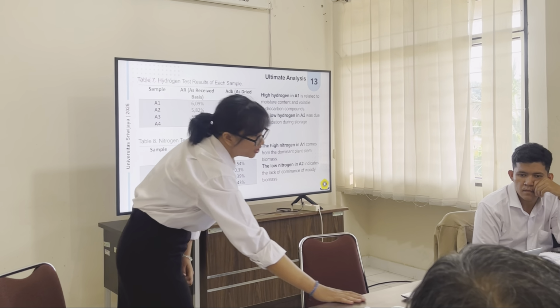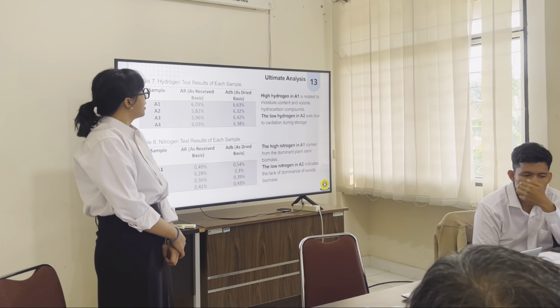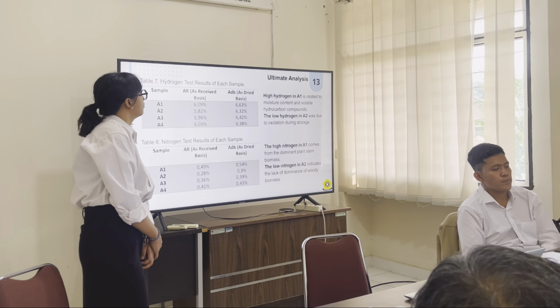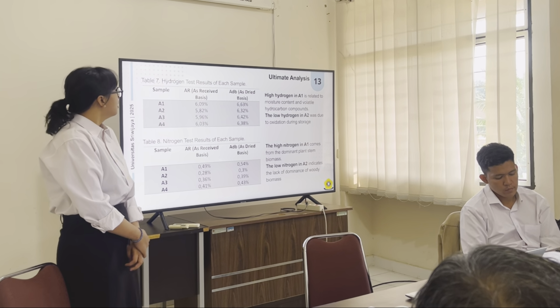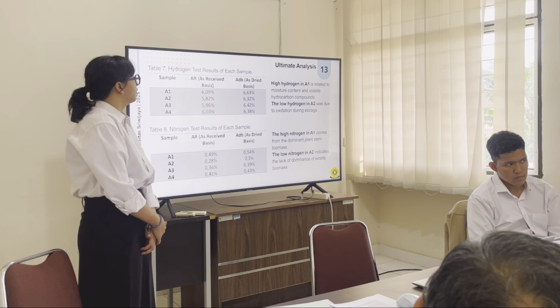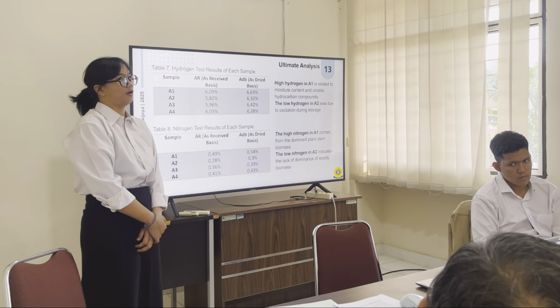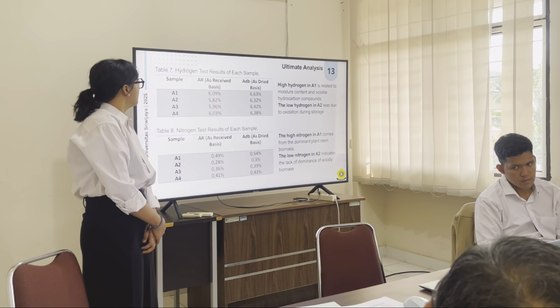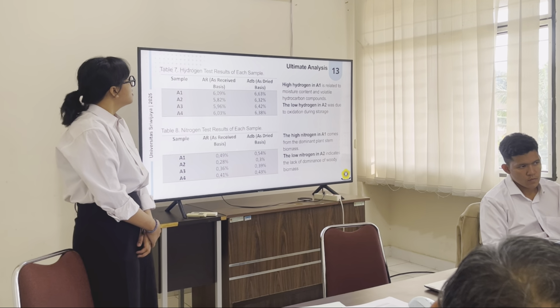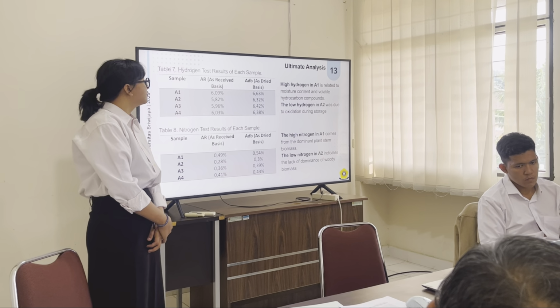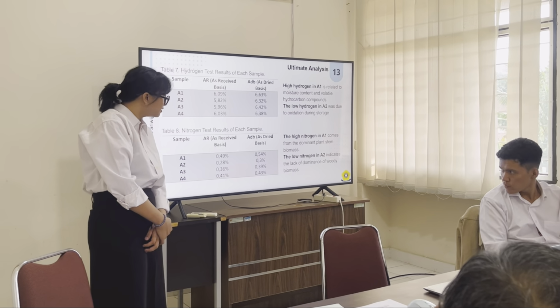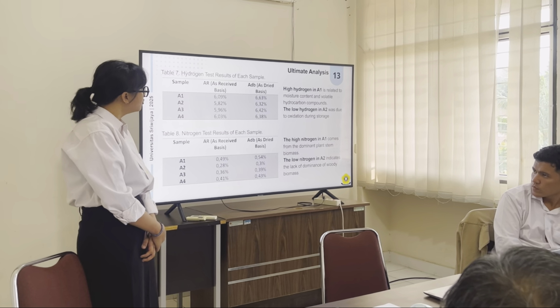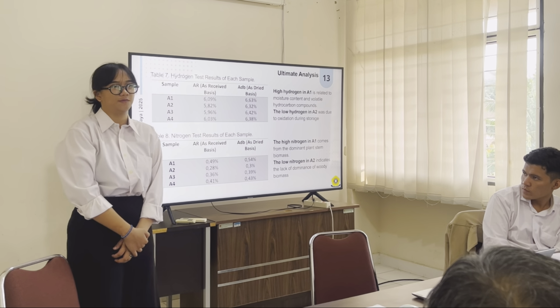And then the hydrogen, high hydrogen in A1 is related to moisture content and volatile hydrocarbon compounds, and the low hydrogen in A2 was due to oxidation during storage. And then for the nitrogen, the high nitrogen in A1 comes from the dominant plant stem biomass, and the low nitrogen in A2 indicates the lack of dominance of woody biomass.